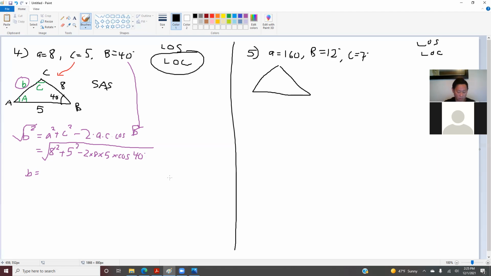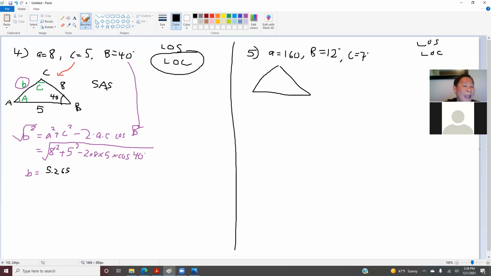Is it 27.716? 2 times 8 times 5 cosine 40. It's 5.2 because I forgot. Don't forget to take a square root. Once you get your answer, take a square root of it. So your answer in this case is 5.265. Okay, so this is B.